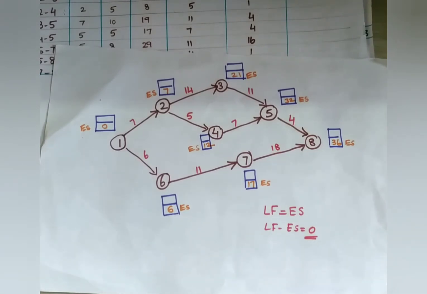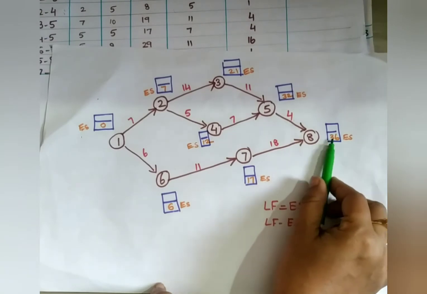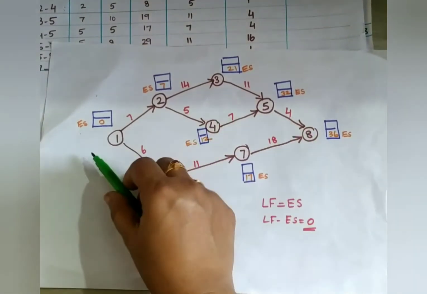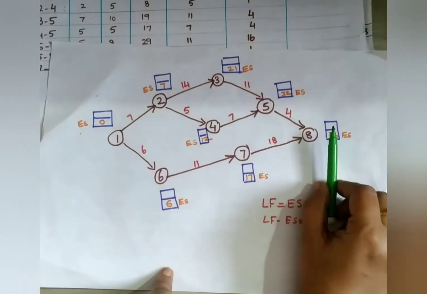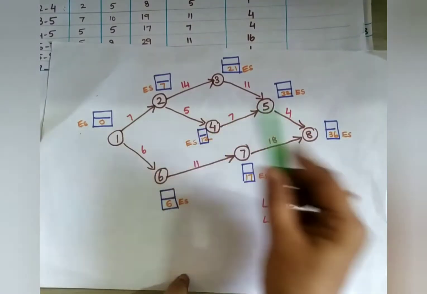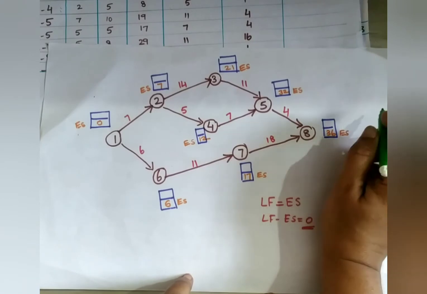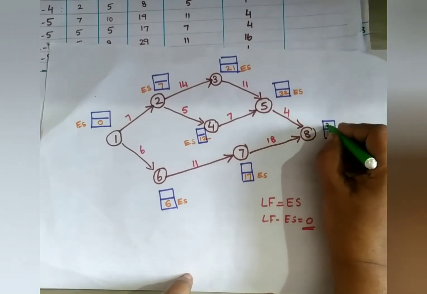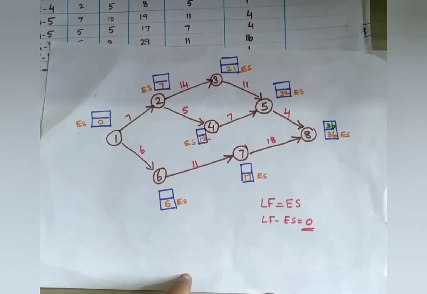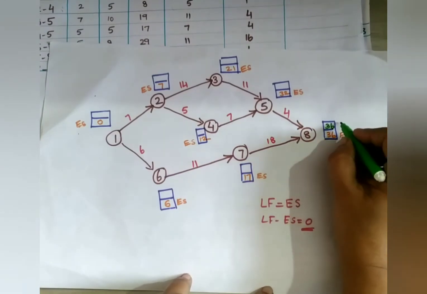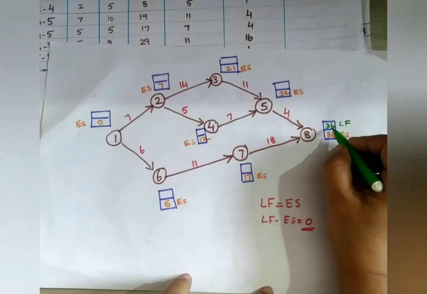So I will write LF with another color. Now in the case of LF, what you have to do is come backward. ES starts from here to here, now LF will go from here backward. So what is the ES of the last node? It is the same as my LF. So here 36 only. LF is 36 only.